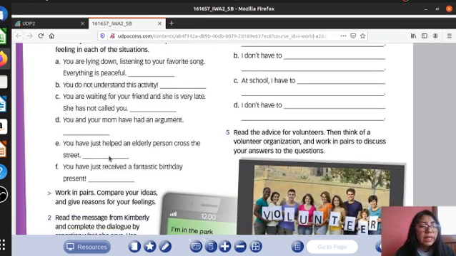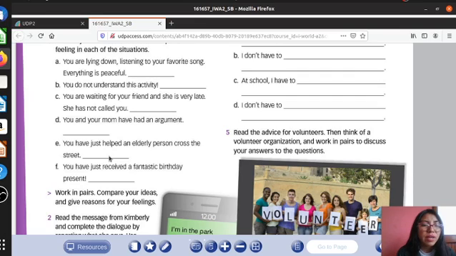The letter E. You have just helped an elderly person cross the street, okay? You help someone. How do you feel? ¿Cómo se siente cuando ayudamos a alguien? Okay, you can feel happy because that is a good action. Or maybe you can feel proud. That's right.